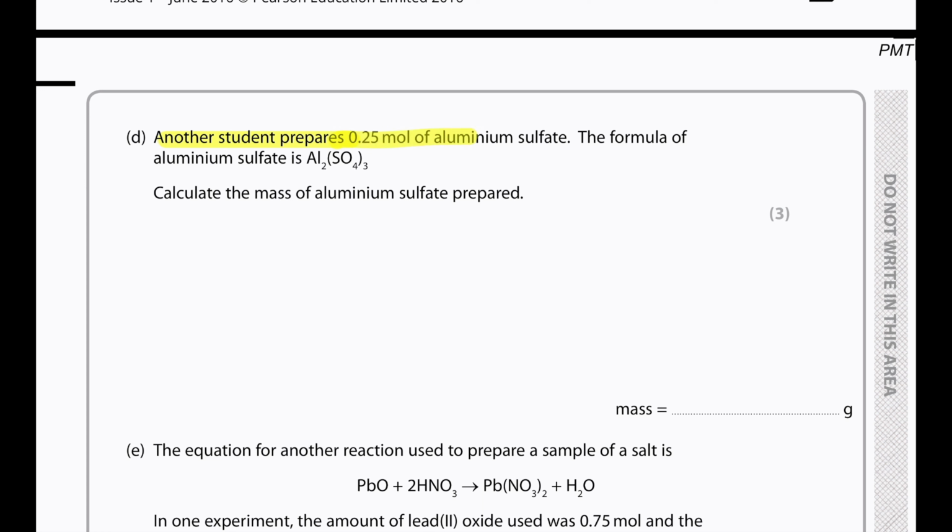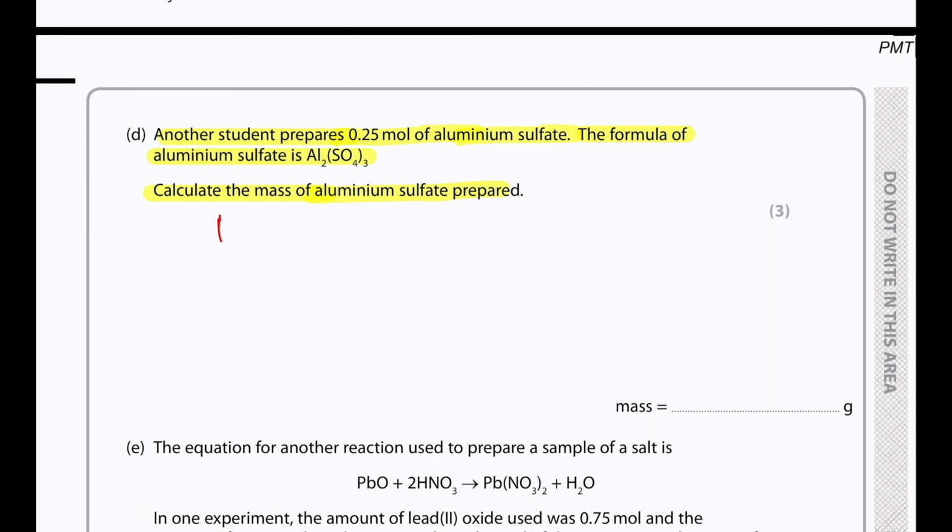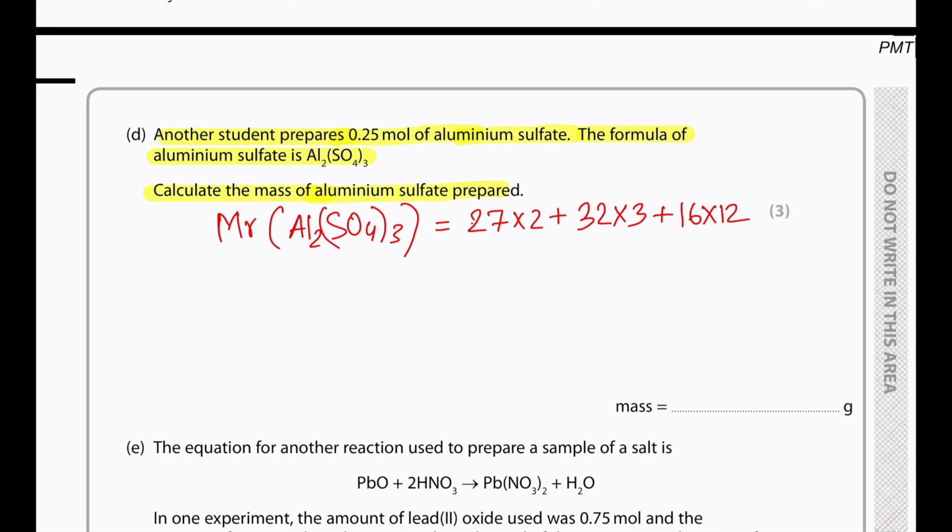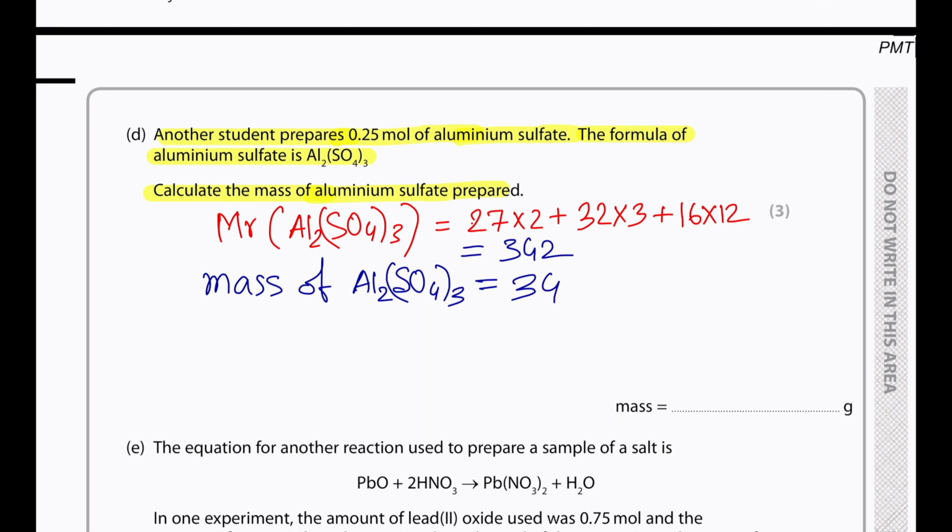Another student prepares 0.25 moles of aluminium sulfate. The formula of aluminium sulfate is Al2(SO4)3. Calculate the mass of aluminium sulfate prepared. So we will need to calculate the Mr of aluminium sulfate, which is 27 times 2, plus 32 times 3 for the sulfur, and then 16 times 12 for the oxygen, which equals 342. So the mass of the aluminium sulfate produced will be 342 times 0.25, which equals 85.5 grams.